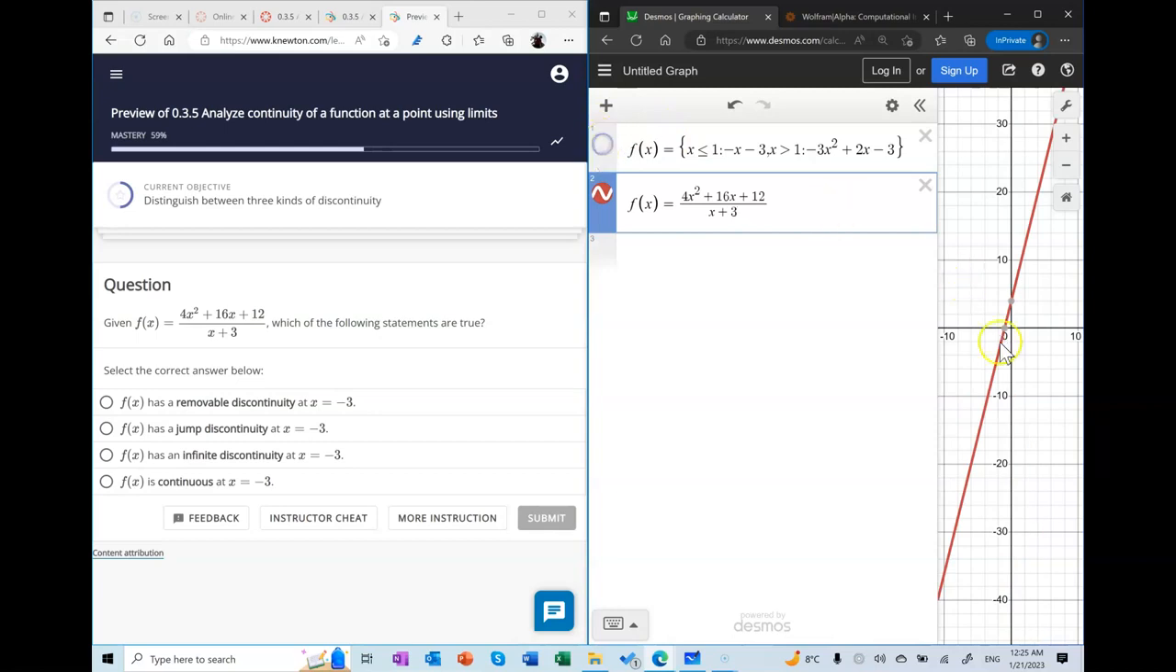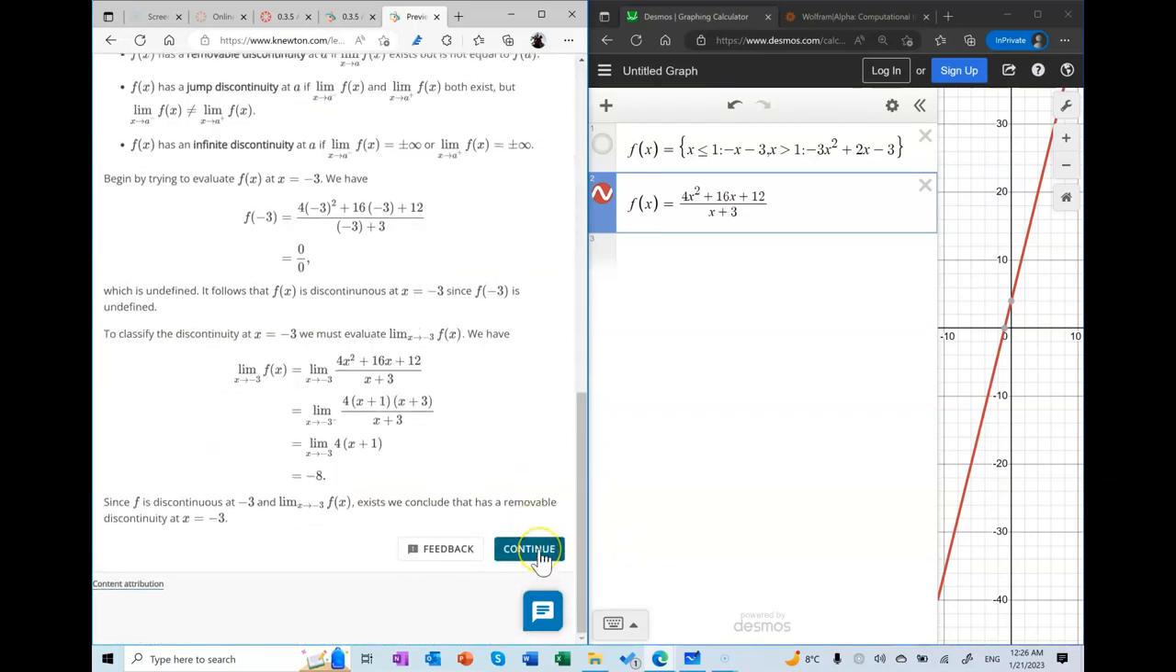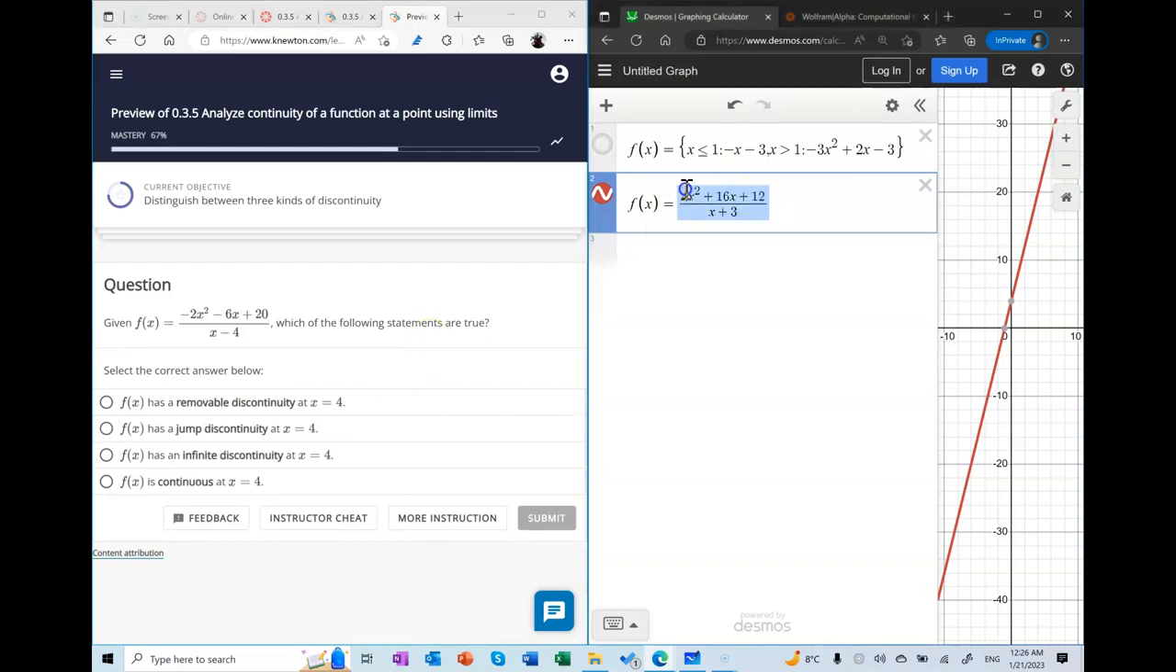So this function also looks like a straight line, and that's because we have a removable discontinuity at x equals negative 3. So it's right over here. Right here, you saw it, right? But the limit does exist, so I have a feeling that this one is also a removable discontinuity.